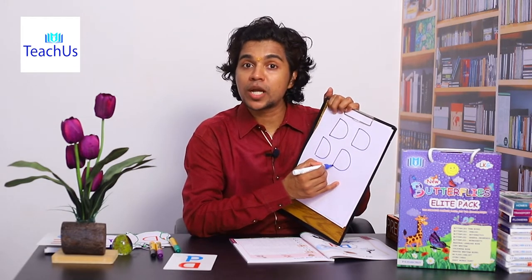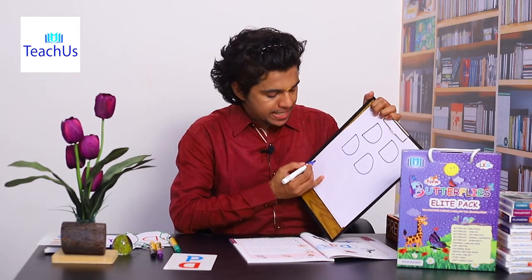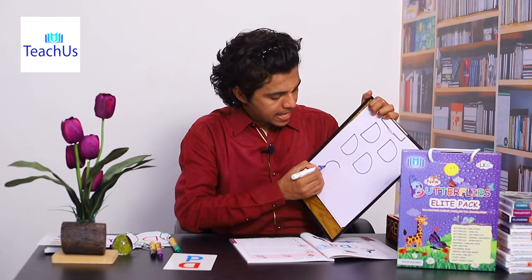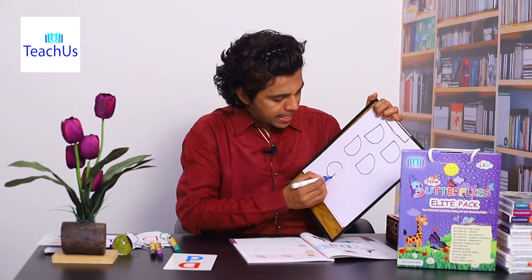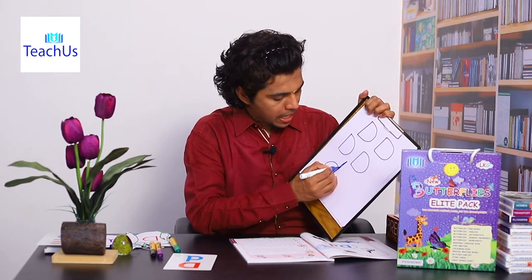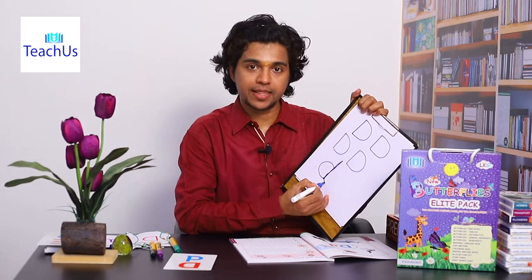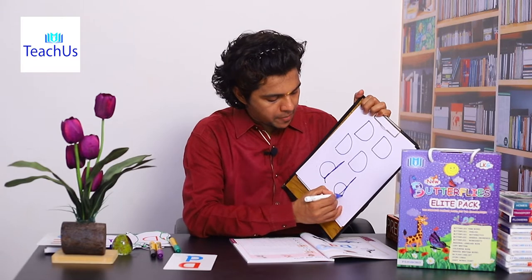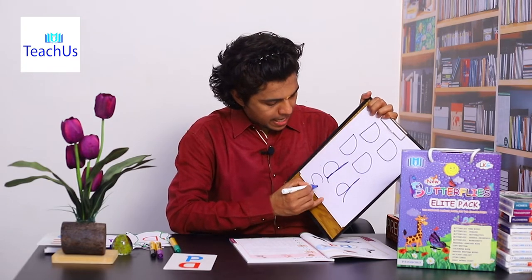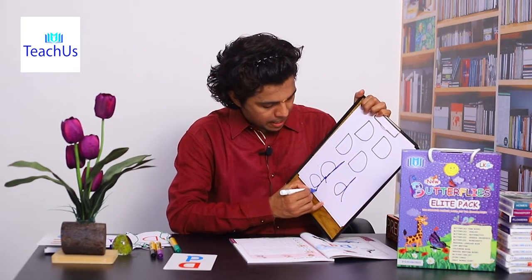Now we will go for small letter D. How will you write it? See, a right cup like this and a standing line going up, then coming down like this. Okay, a right cup, standing line going up, coming down.